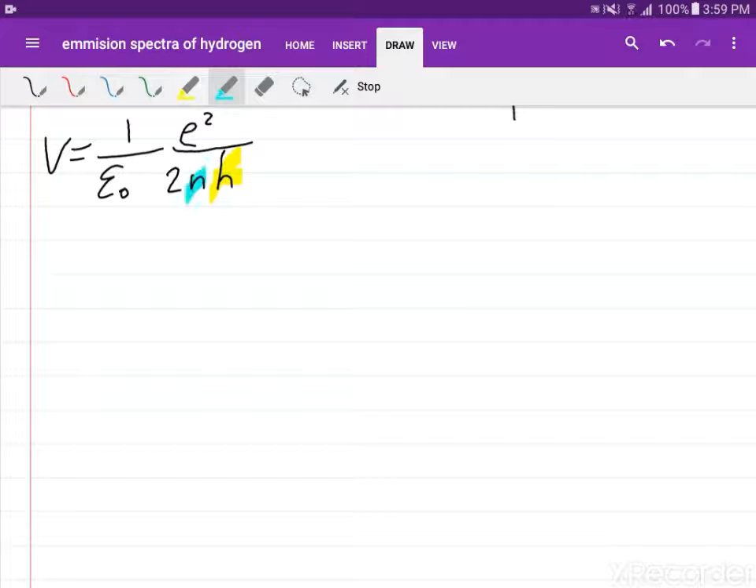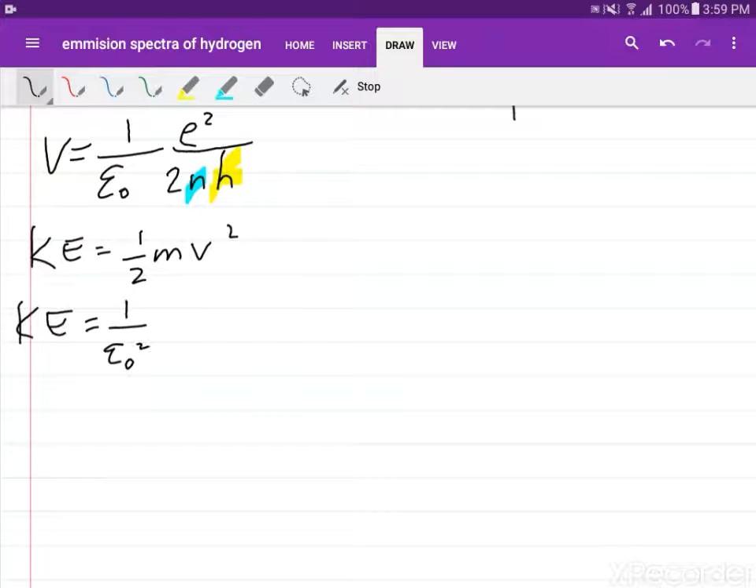Also, this n term appears, so we know that the velocity is quantized. So when we write the kinetic energy being 1/2 m v squared, we get that KE will be 1 over epsilon naught squared times m e to the 4 over 8 n squared h squared. Okay, so this is our kinetic energy.